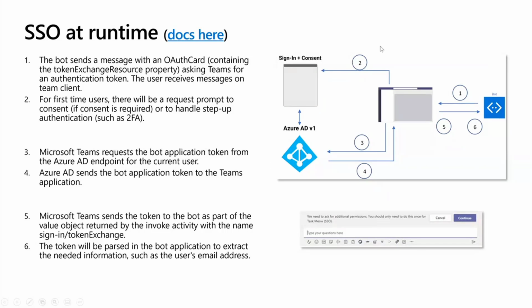The core feature being that point number 2, which is the cause of major user friction, is going to be taken away, because the user will only have to do this once, or you will have the IT admin approve the bot, and the user won't have to do this at all. And that's it. That's single sign-on for bots at runtime.